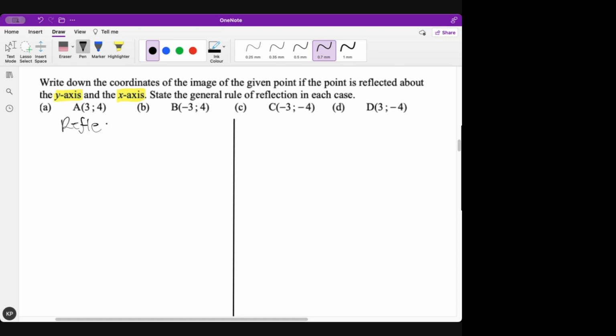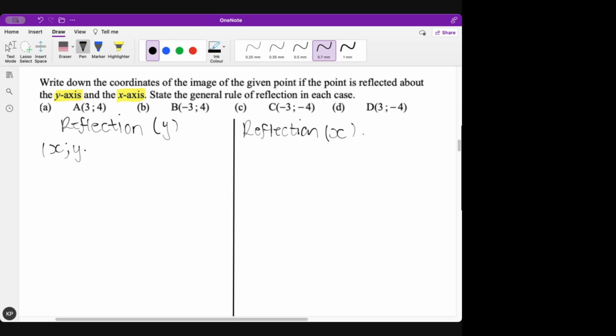The reason I have two sides is because we're going to do reflection on the y-axis on one side and reflection on the x-axis on the other side. Okay. So I'm going to write reflection y here and reflection x. Okay, now our general rule for reflecting upon the y-axis. I'm going to start with that.